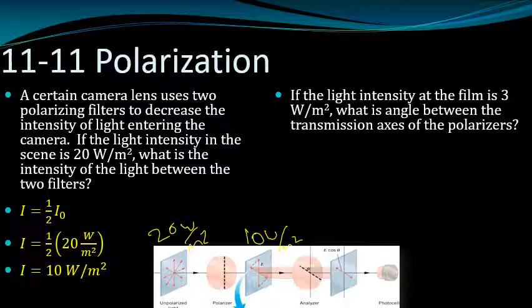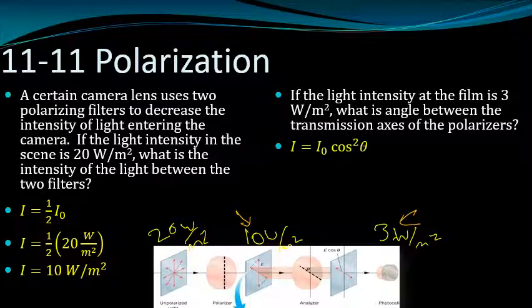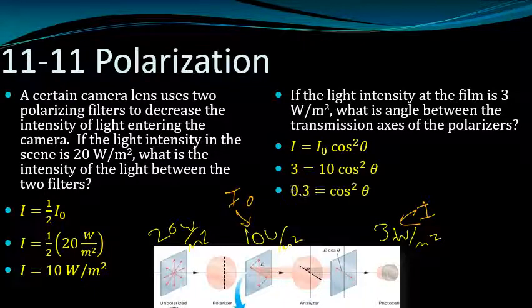Now, if the light intensity at the film is 3 watts per meter squared, what is the angle between the transmission axes of the polarizers? So we are going to use these two, this one and that one, in Malus's law. So this would be I0, and this one is just I. Plug those in, divide by 10, take a square root, and then inverse cosine, and you see your angle between the two polarizers is 56.8 degrees.